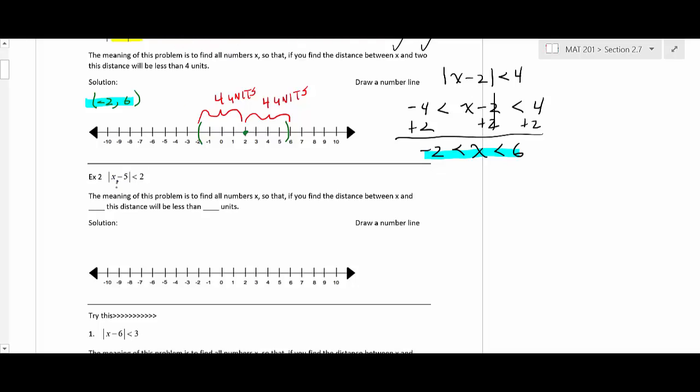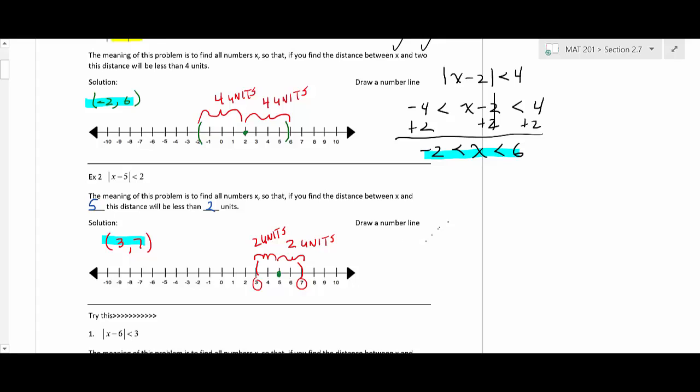This next problem: the meaning is to find all numbers x so that if you find the distance between x and 5, the distance is less than 2 units. I'm going to do a similar thing. We put a dot on 5, and then we go up 2 units and down 2 units. Going up 2 units puts us at 7, and going down 2 units puts us at 3. So the answer falls in the interval from 3 to 7, which we write in interval notation as the interval 3 to 7.